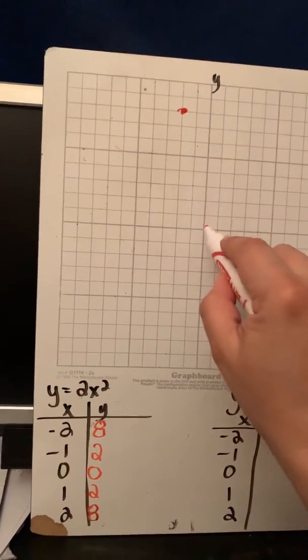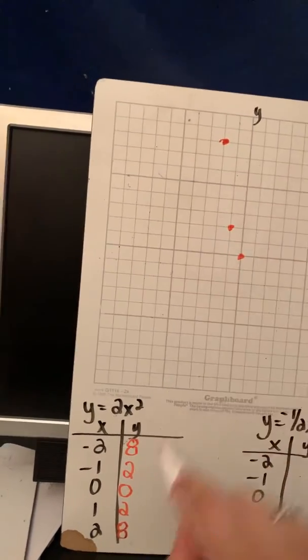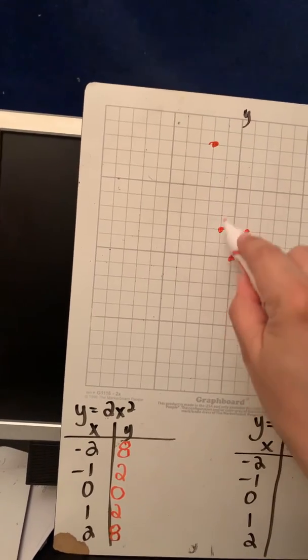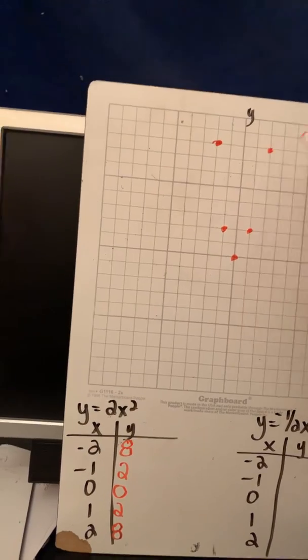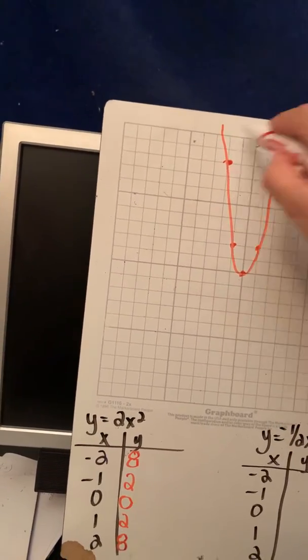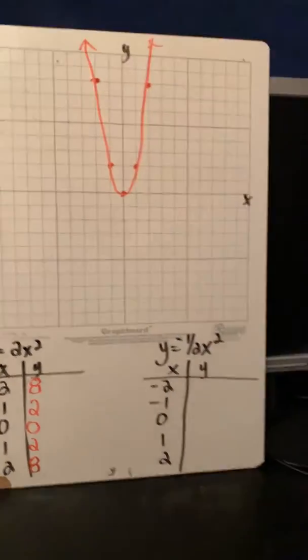-1, 2. -1 up 2, 0, 0. 1, 2, over 1 up 2. Look at that symmetry right there. And then 2, 8. So this graph is going to look something like that. Okay? So the next one.